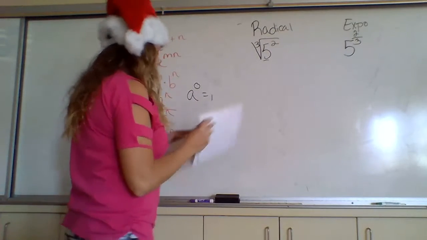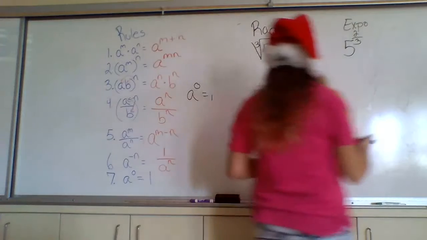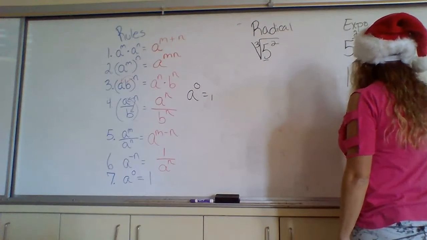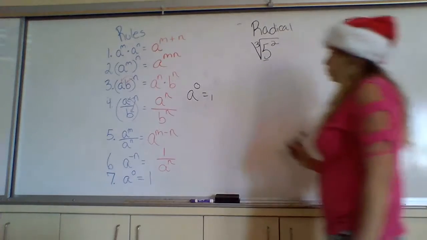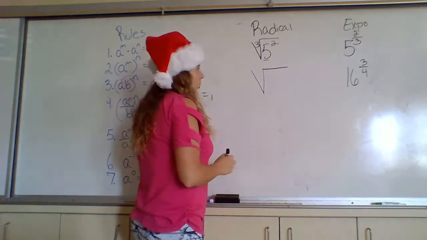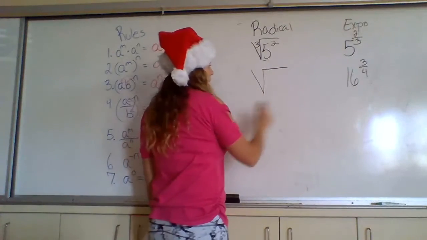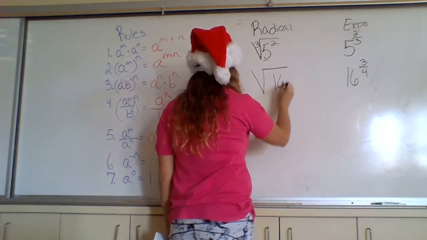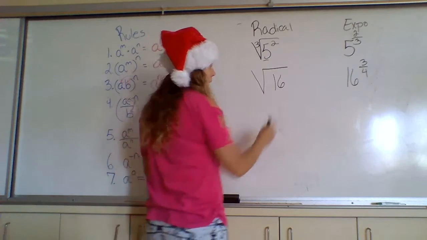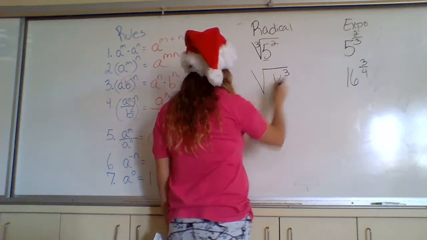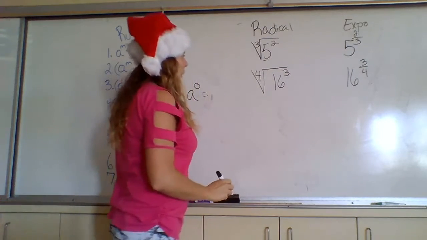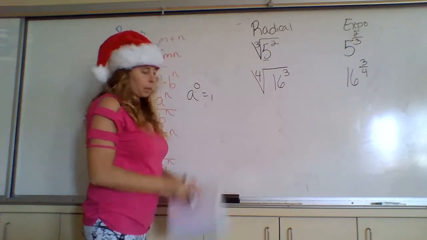Okay, I'll do an example of us going the other way. This time they give you 16 to the 3/4, and you want to write it in radical form. Your base is 16, and you're raising it to the top number, the third power, and your root is 4. So you're taking the fourth root of 16 cubed. That's how you would write that.